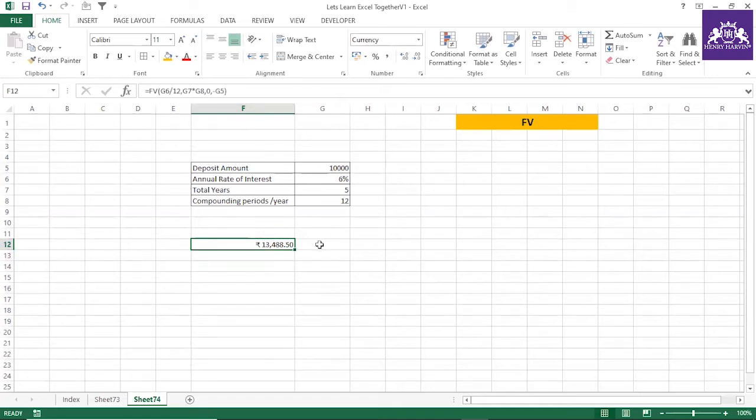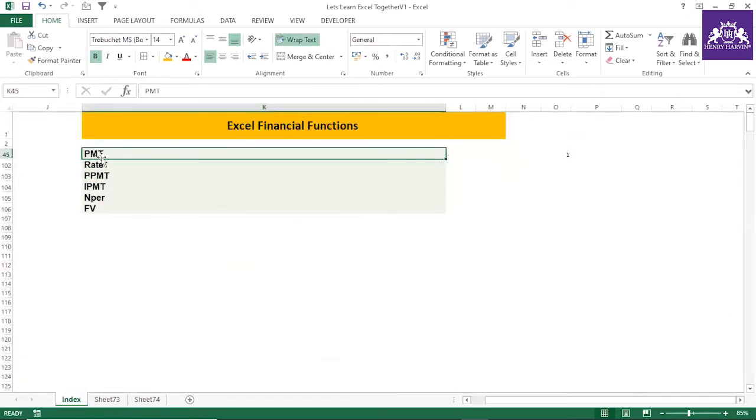If you deposit 10,000 in a bank at the interest rate of 6% for 5 years, you will get 13,488 rupees, Indian currency. So guys, this is how you can use your FV function and PMT function in Excel. I hope it is clear to you guys. Let me jump to the next one. PMT is clear, guys.